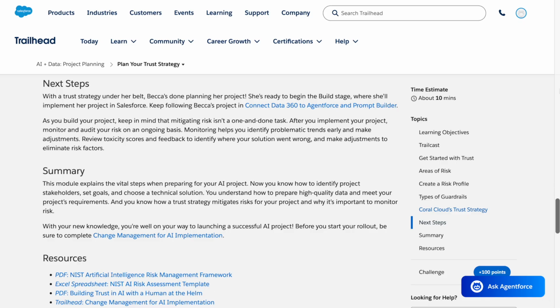Summary. This module explains the vital steps when preparing for your AI project. Now you know how to identify project stakeholders, set goals, and choose a technical solution. You understand how to prepare high-quality data and meet your project's requirements. And you know how a trust strategy mitigates risks for your project and why it's important to monitor risk. With your new knowledge, you're well on your way to launching a successful AI project. Before you start your rollout, be sure to complete change management for AI implementation.